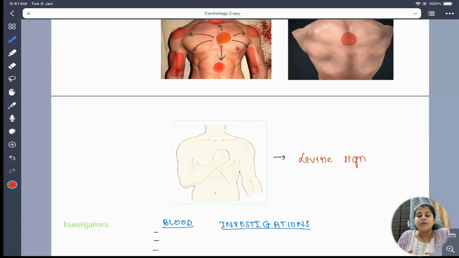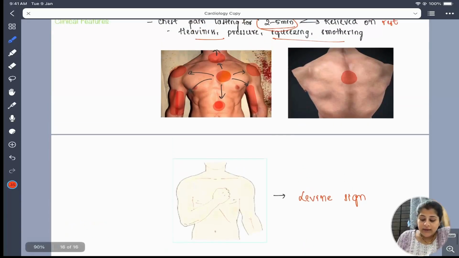Okay, now what would be? Patient is coming with chest pain lasting for 2 to 5 minutes. Okay, they will say the pain is like heaviness type, or the pressure type, or smothering, or choking type. Another thing is this chest pain.